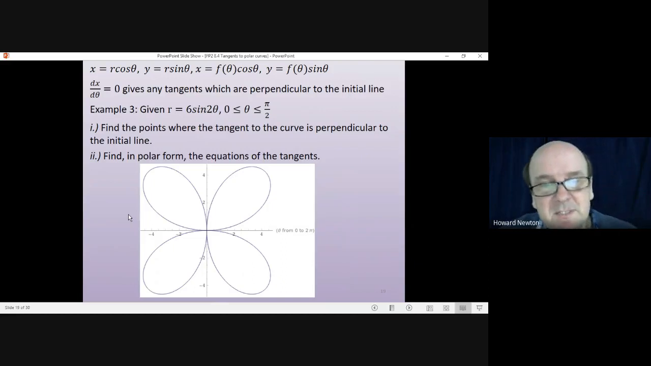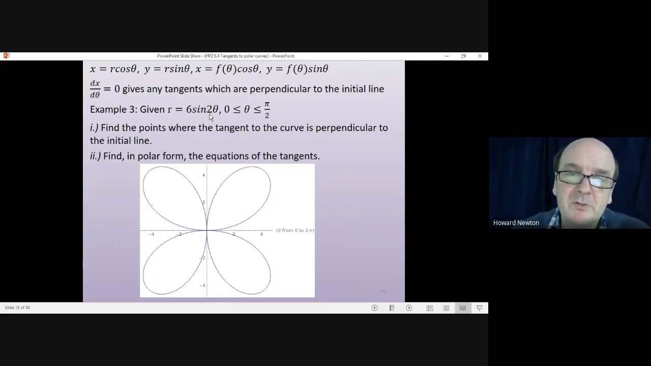So r equals 6 sine 2 theta. Now 2 is an even number, so we have to double that, and we get 4 separate loops for that particular curve. That's what it'll look like. Now we're only considering the values of theta between 0 and pi by 2. So actually we would only get this very first loop here, up in the first quadrant. The other 3 loops are outside of that range. So we are only considering the first loop.